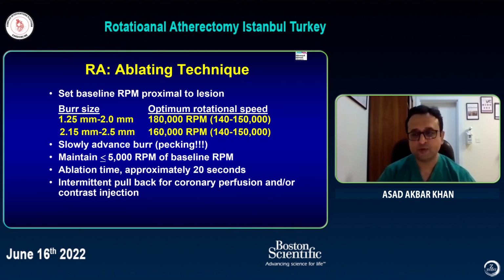You can never do a pecking motion, which Dr. Shefker mentioned as well. Try to maintain less than 5,000 RPM deceleration from the baseline for more than 5 seconds. Ablation time should not exceed more than 20 seconds in one go. And always try to intermittently pull back to improve coronary perfusion, and also maybe a contrast injection every once in a while.